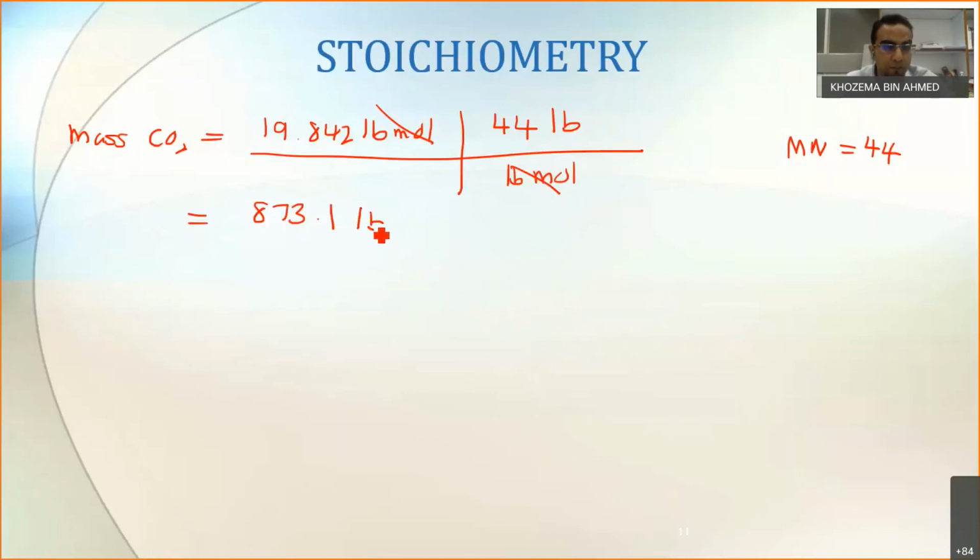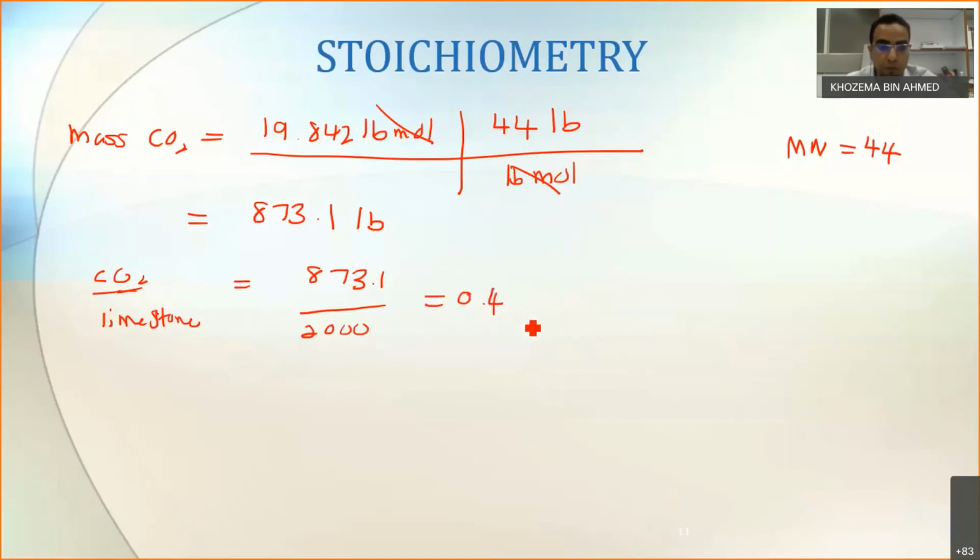So the question is asking us for the ratio of CO2 over limestone. It's going to be equal to 873.1 divided by 2000. So you get a value of 0.437. So this is the answer for B.